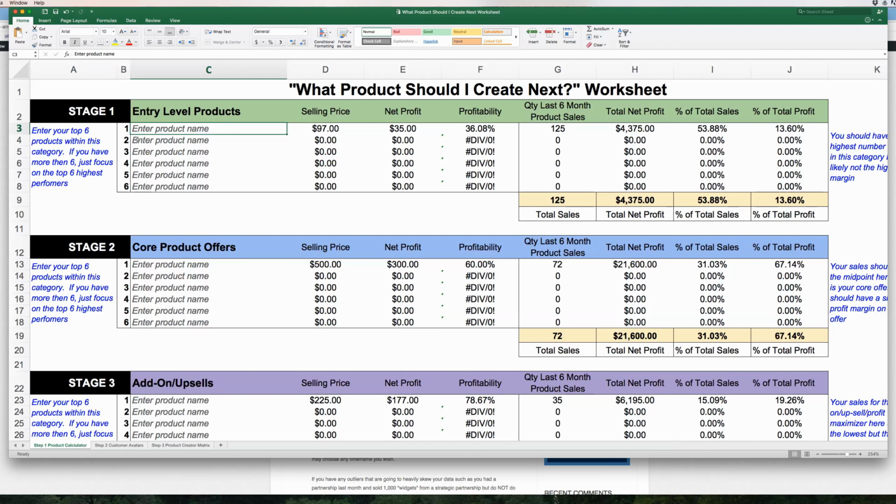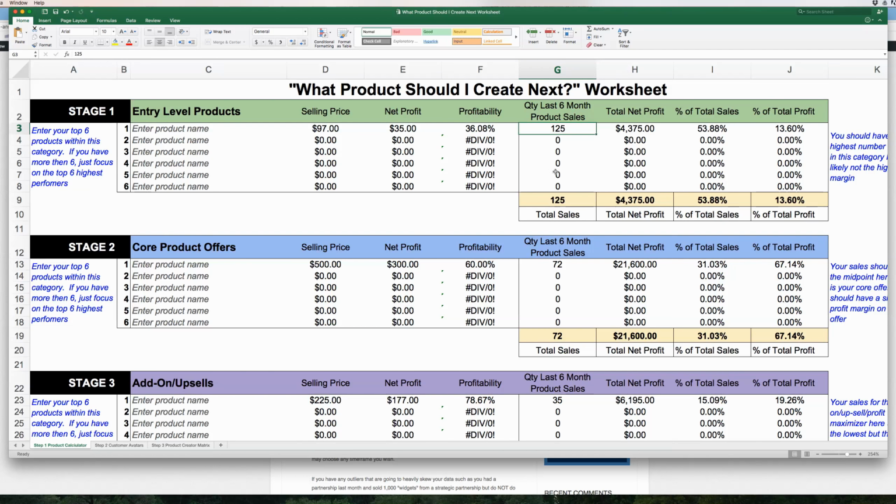And as you can see here, I put in examples for you, so you can just overwrite this. And then I put in a calculator for you. What the calculator is going to do is show you your profitability based off of your net profit divided by your selling price. And then I want you to put in the last 6 months total units sold of that product. And then it'll automatically calculate for you your total net profit.